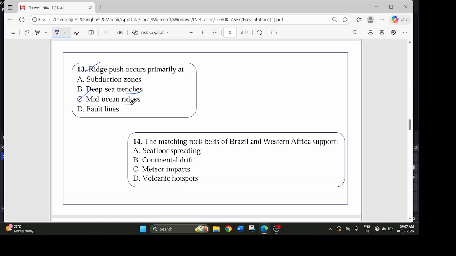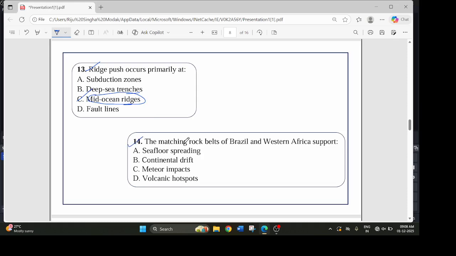Trenches are formed when two plates collide toward each other, at a convergent plate boundary. Ridges are formed when two plates move apart in opposite directions, like a mid-oceanic ridge. Also important are the different types of landforms in ridge and trench regions. So the correct answer is the mid-ocean ridge.